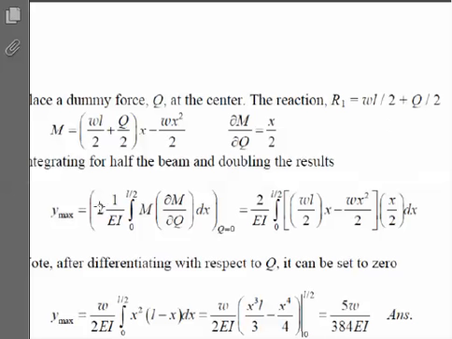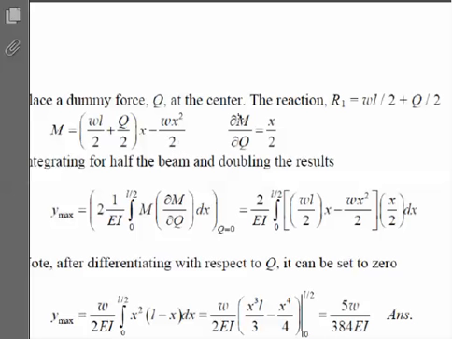And then our moment, as I said earlier, is going to be a reaction times X, which we're going to call positive. The reaction is WL over 2 plus Q over 2, multiplying by X, then minus a WX squared over 2 term. That's the moment at any value of X, moving away from the left and looking left. Of course we want the deflection at the midspan where we place the dummy load Q for that purpose.